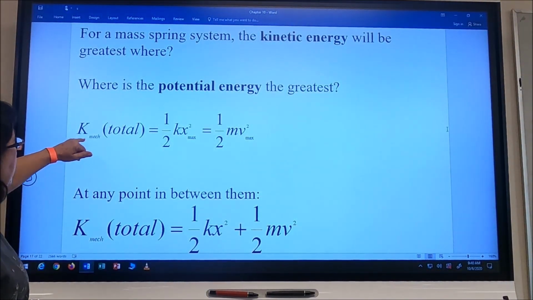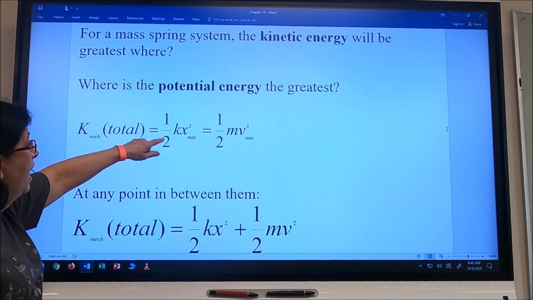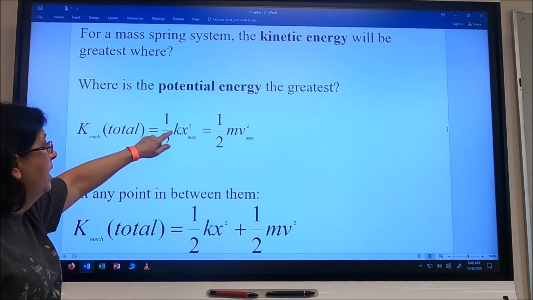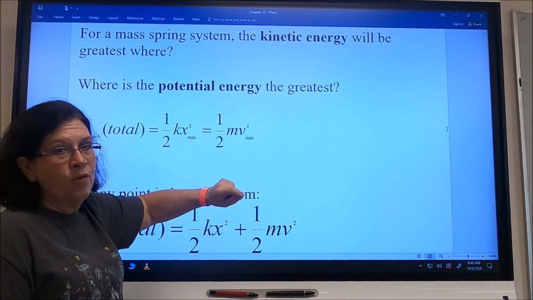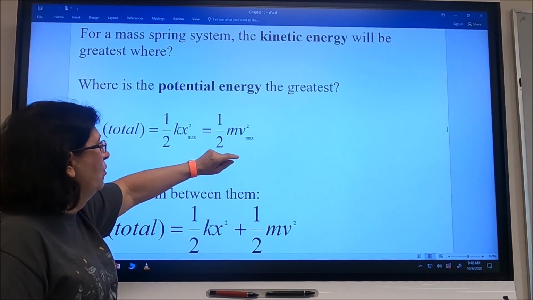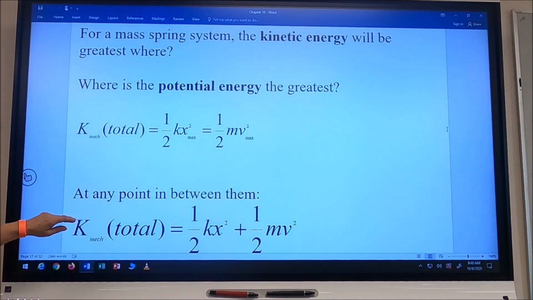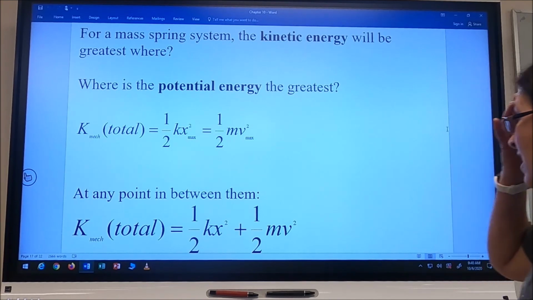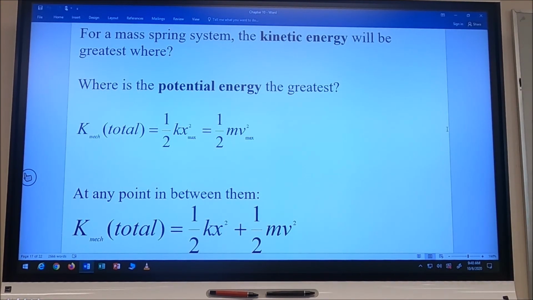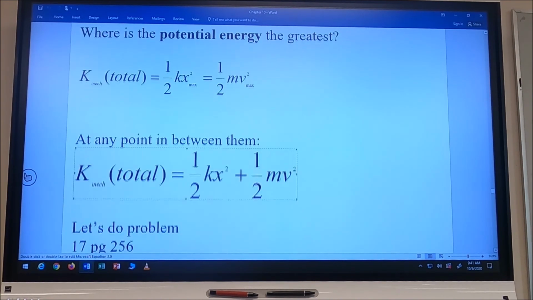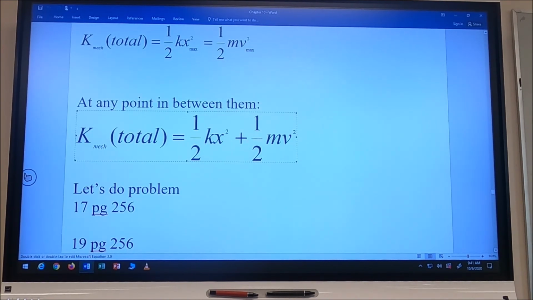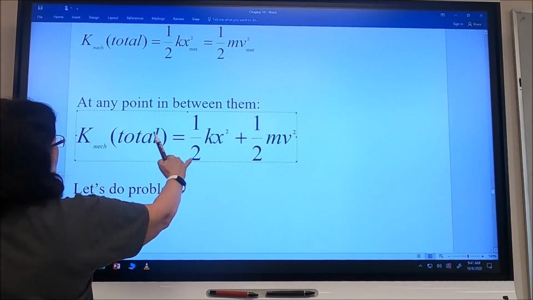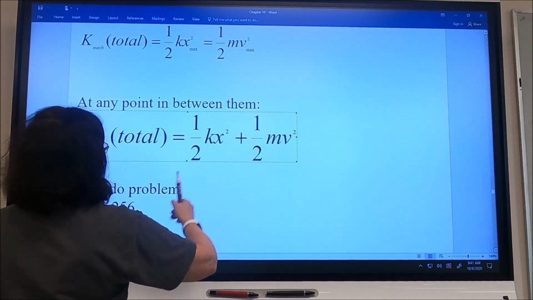So we can say that the total mechanical energy of the system could be calculated from the maximum displacement, 1/2 kx squared, or the maximum value of the velocity at x equals 0, 1/2 mv squared. And at any point in between, we can always say that the mechanical energy, actually that should be E. I'll have to go back in and fix that, guys. E mechanical total is 1/2 kx squared plus 1/2 mv squared.